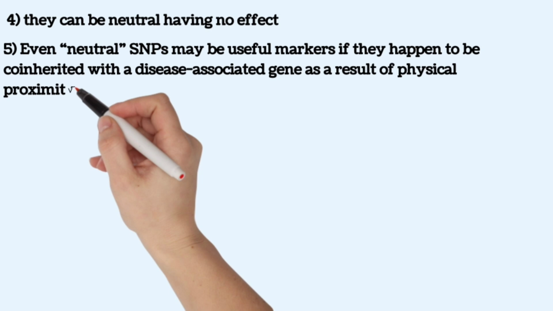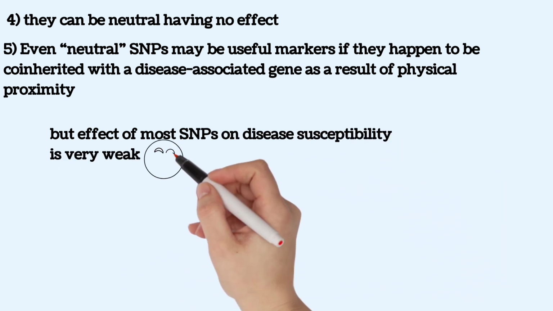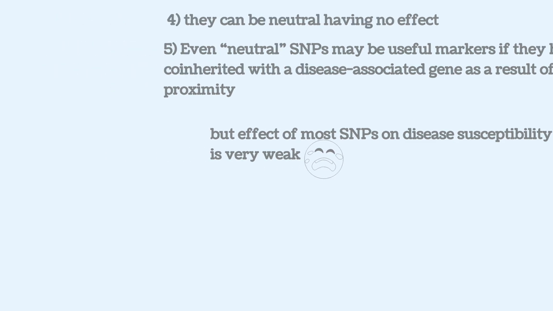अब इसका मतलब क्या है समझते हैं. As stated in the fourth point, it is clear that there can be neutral SNPs which do not have any effect. But in case these neutral SNPs get co-inherited, means if they are inherited along with a disease associated gene. Now how will this happen? This only happens in case of physical proximity, means when the neutral SNP and the disease associated gene are in close proximity, then it may be co-inherited, and at that time it acts as a useful marker. But unfortunately the use of SNPs on disease susceptibility is very weak.